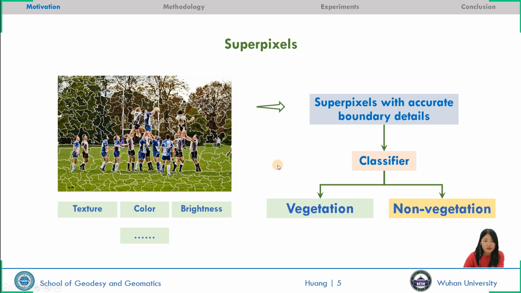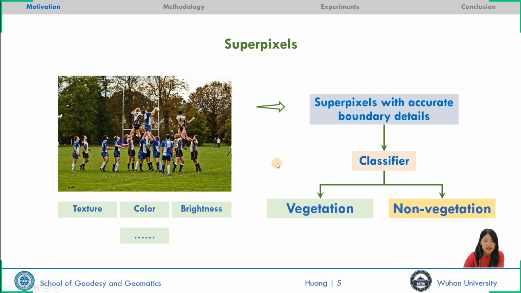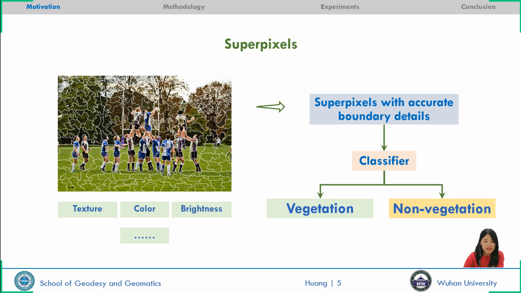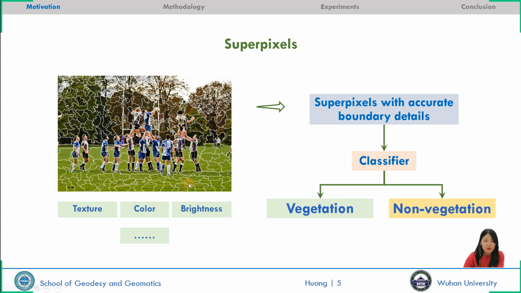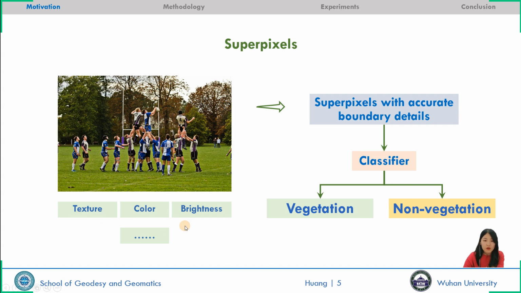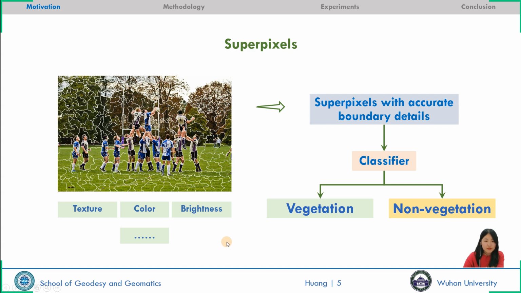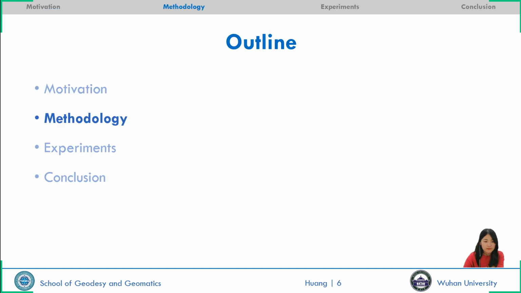In order to solve the problem of boundary details, this paper introduces adaptive superpixels with accurate boundary positioning and compact regularity. Superpixels refers to an irregular pixel block, which is composed of adjacent pixels with similar texture, color, brightness, and other characteristics. Accurate superpixel boundaries can make the detection of vegetation boundaries more accurate.